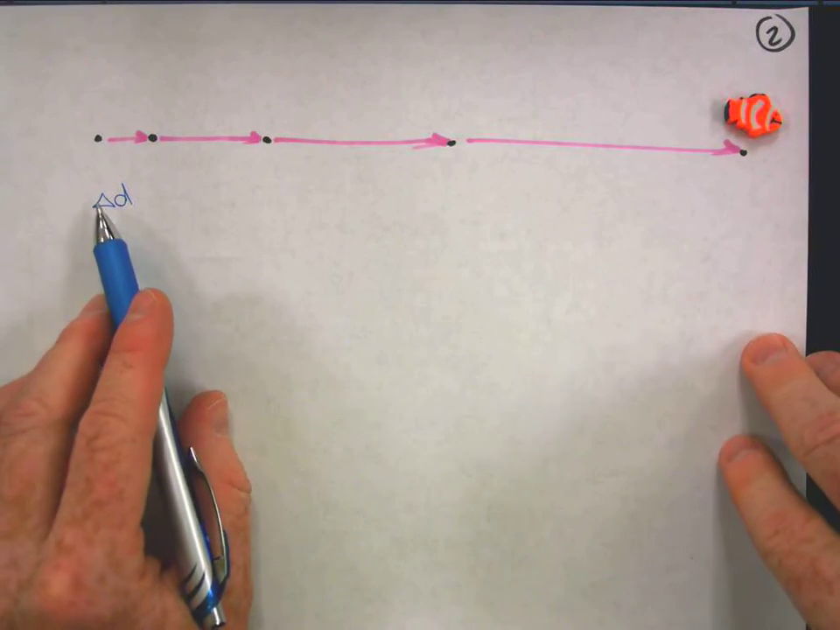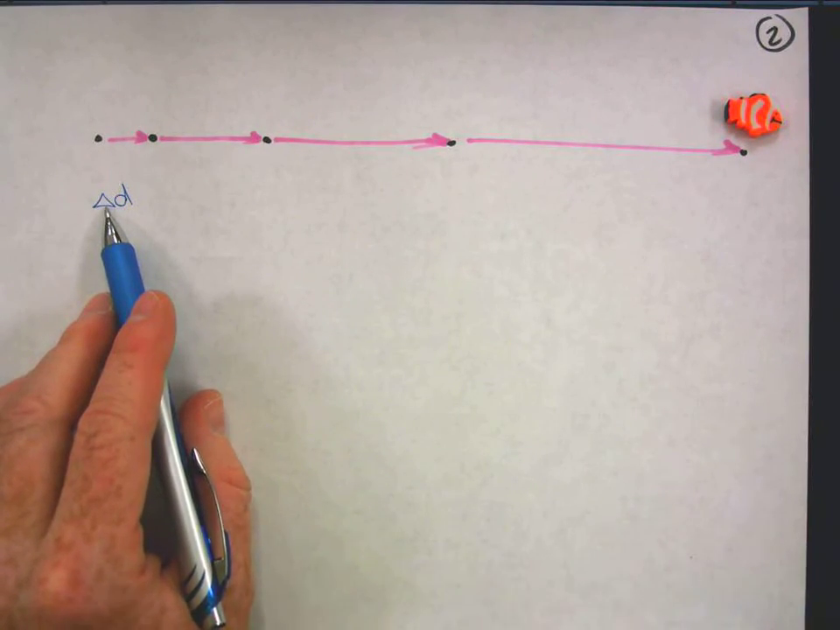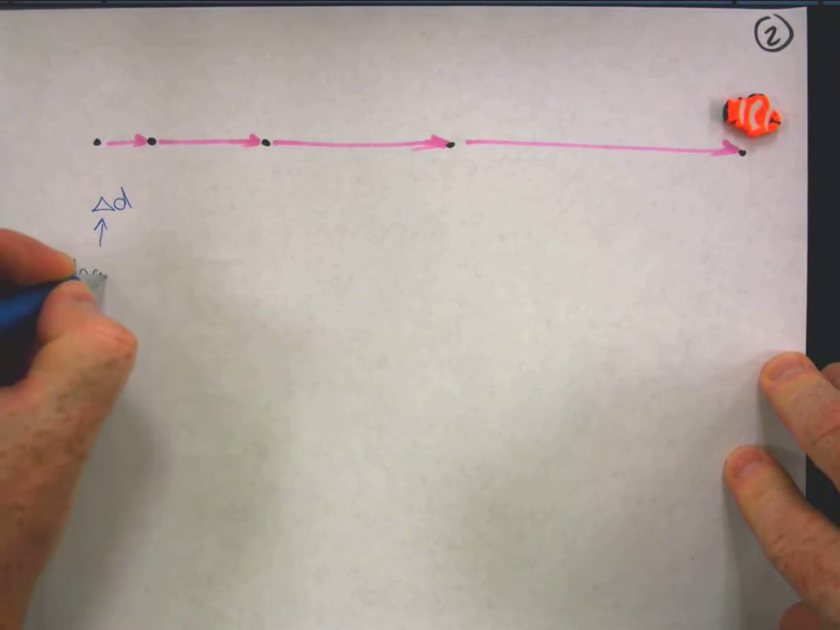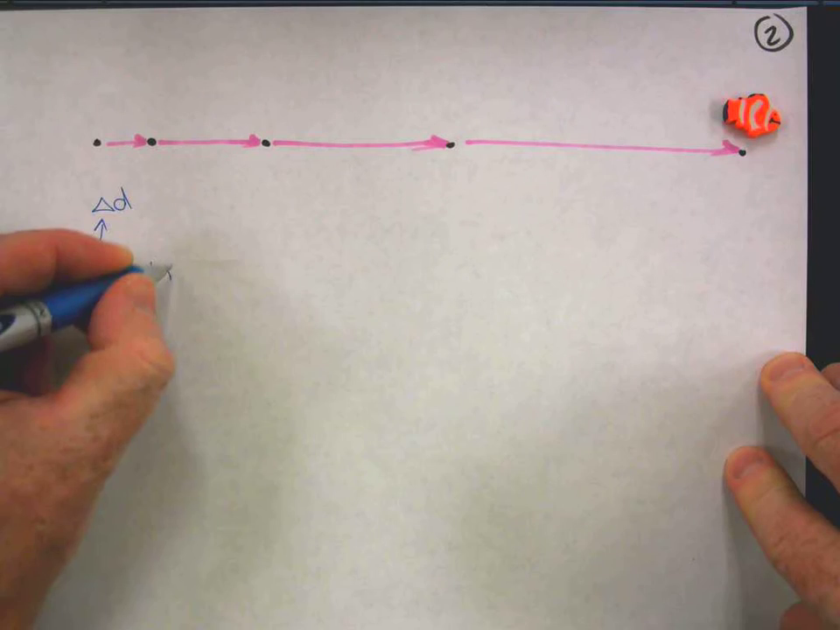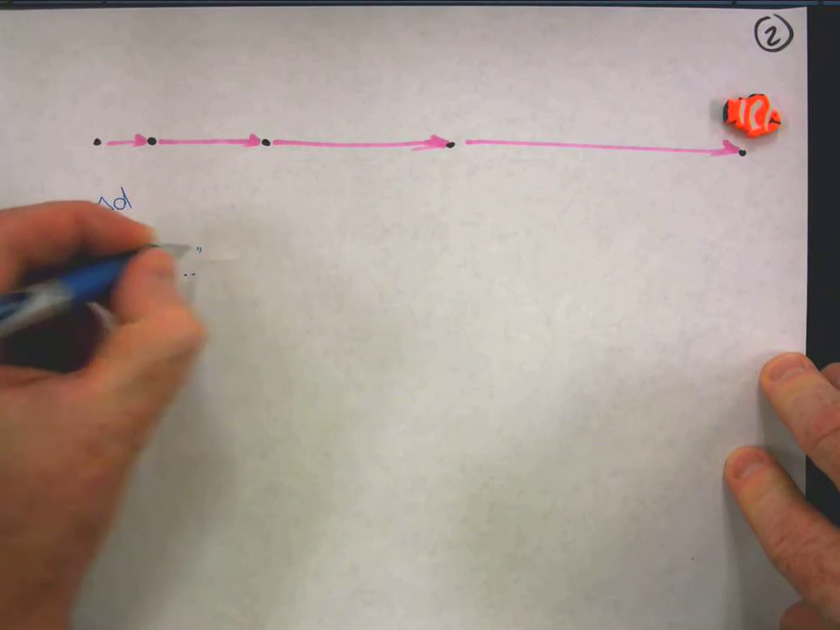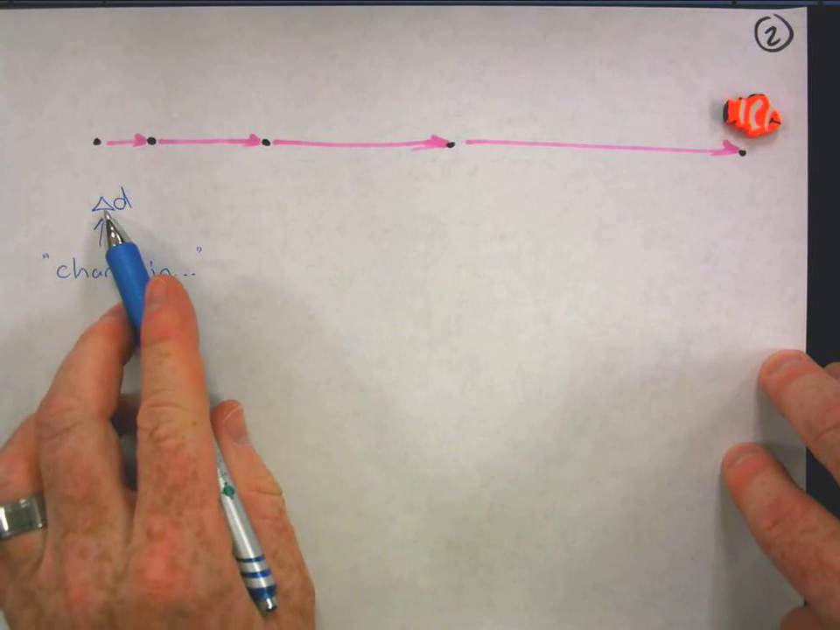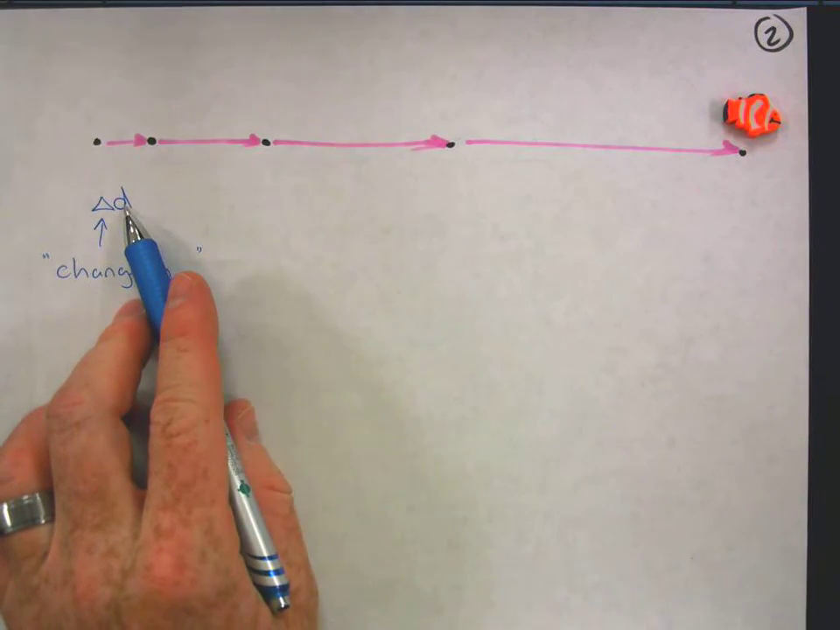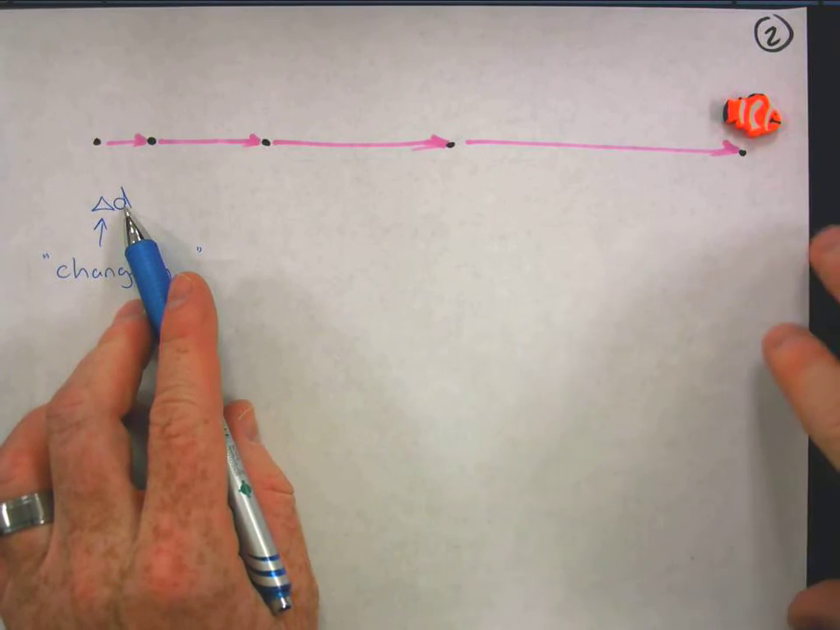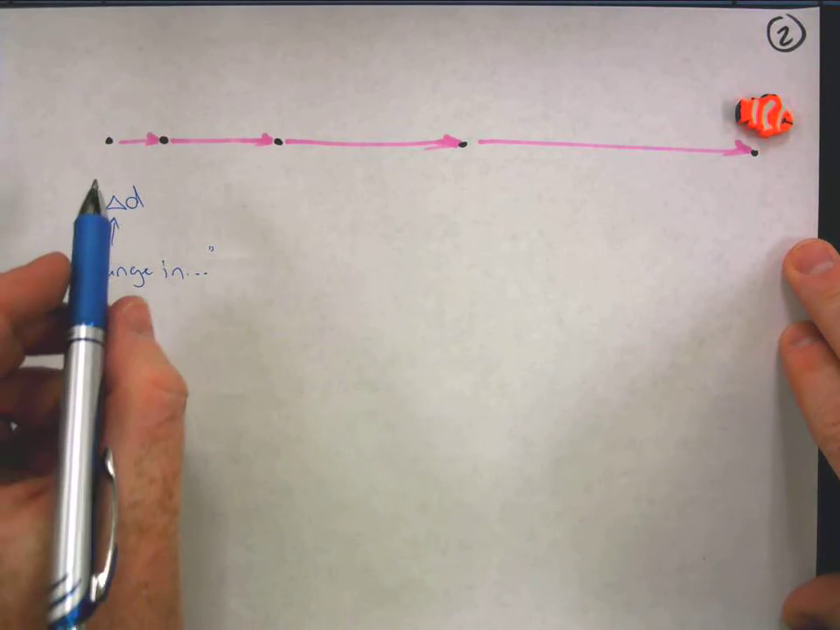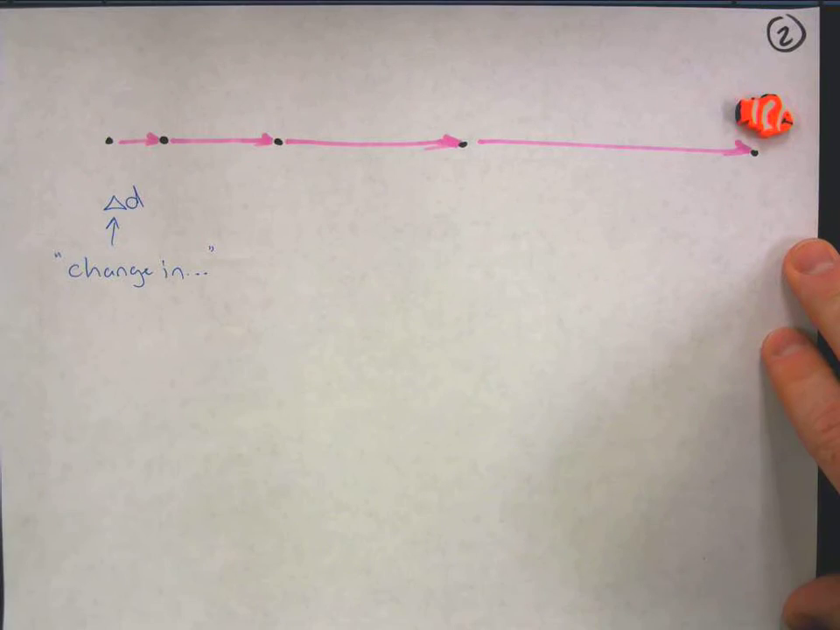The triangle is called the delta. Now what it means is when you see that right there, let me make a note here. You would say change in something. When you see the triangle, that's what it means. So we're talking about change in position. I know this is going to be confusing. D is really about position. So where is it? We're still talking about that. So the change in position is small at first.